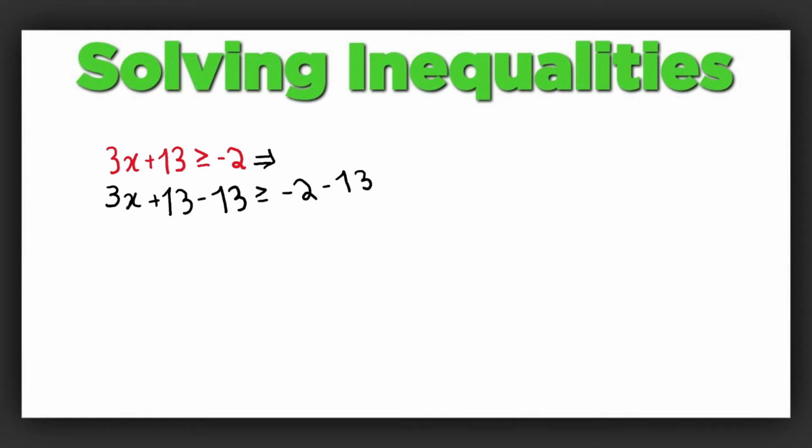Now I'm going to make it even simpler. I'm going to write 3x. I will remove plus 13 minus 13 because we don't need it anymore, as positive 13 minus 13 is 0. We are going to keep the sign, and negative 2 minus 13 is negative 15.